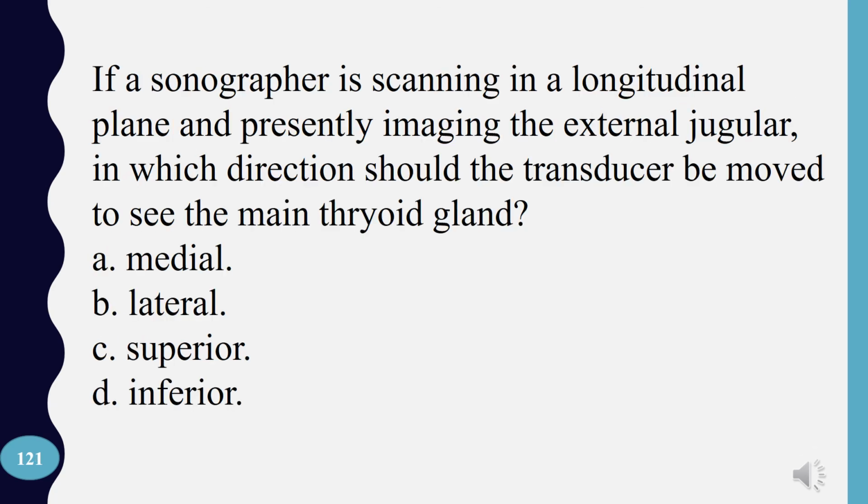If a sonographer is scanning in a longitudinal plane and presently imaging the external jugular, in which direction should the transducer be moved to see the main thyroid gland? A. Medial. B. Lateral. C. Superior. D. Inferior. The answer is A. Medial.